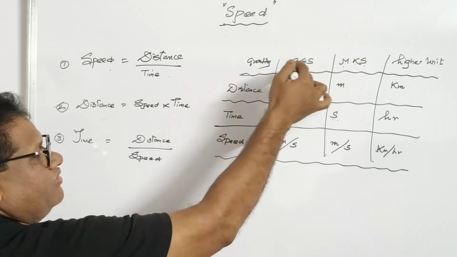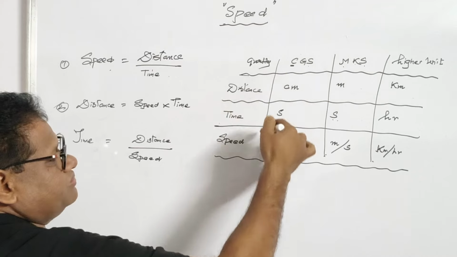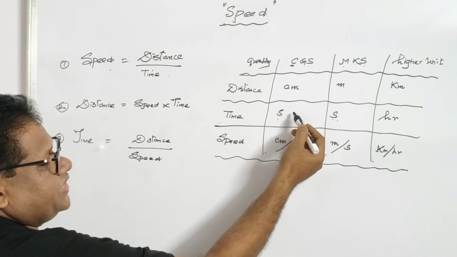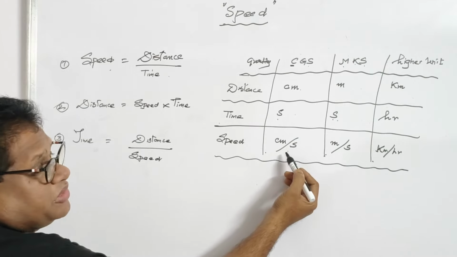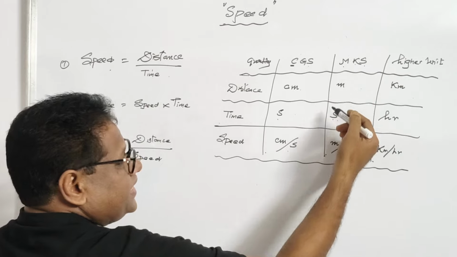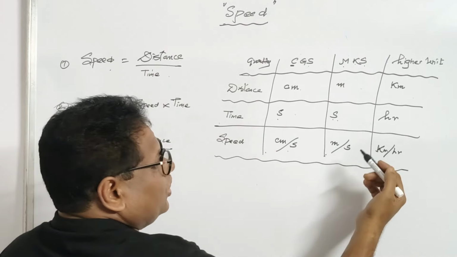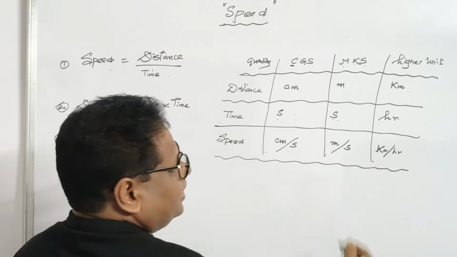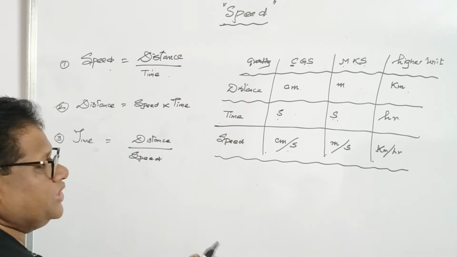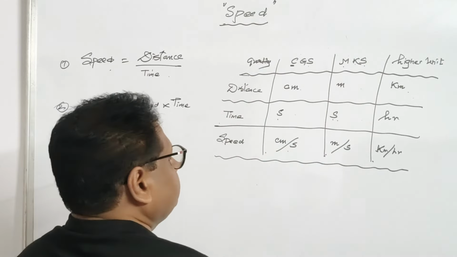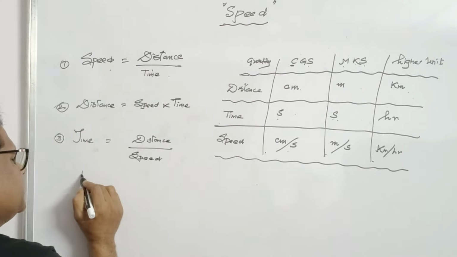So this is about the units. You have to follow any one system: either the CGS system, where distance should be in centimeters, time in seconds, and speed in centimeter per second, or the MKS system, meter, second, meter per second, or the higher unit, that is kilometer or kilometer per hour. But not always are questions given in direct units like this. Say, for example, I am discussing one question.